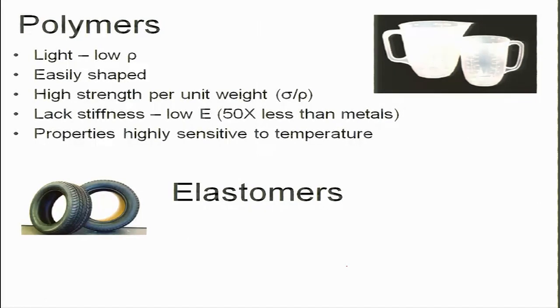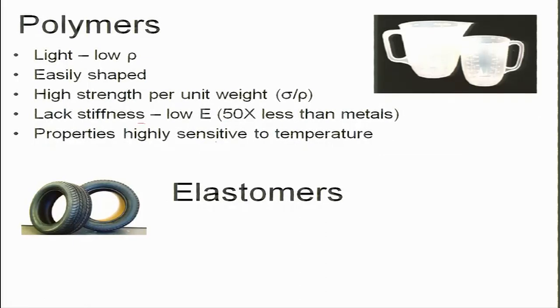Polymers have low density, they are light because they are made of light elements like carbon, nitrogen, oxygen and so on and so forth, hydrogen. They can be easily shaped by processes like molding, etc. They have high strength per unit weight. So as such, their strength is not very high, but if you look at it from the perspective of density, they are very strong. They lack stiffness, which means they have low elastic modulus, but they are very flexible. You can make plastics work to large strains, so they can withstand large strains.